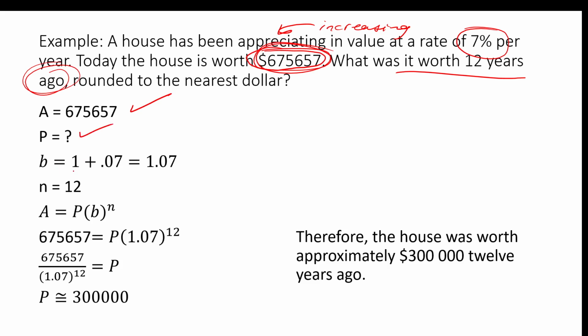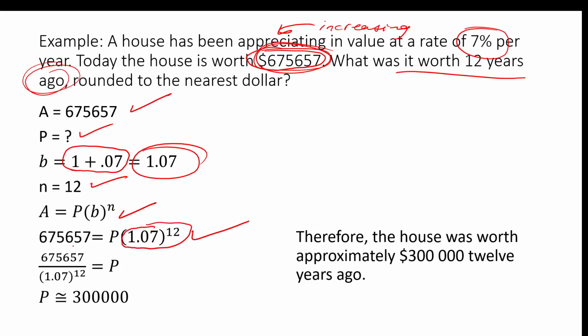Now, B is going to be 1 plus the rate of growth of 0.07. So the B will be 1.07. N will be 12. So we can write this out as A equals P times B to the N. In other words, 675,657 will equal P times 1.07 to the exponent 12. Well, we can divide both sides by 1.07 to the exponent 12, and whatever we get will equal P. And when we do that calculation, P is roughly equal to 300,000.